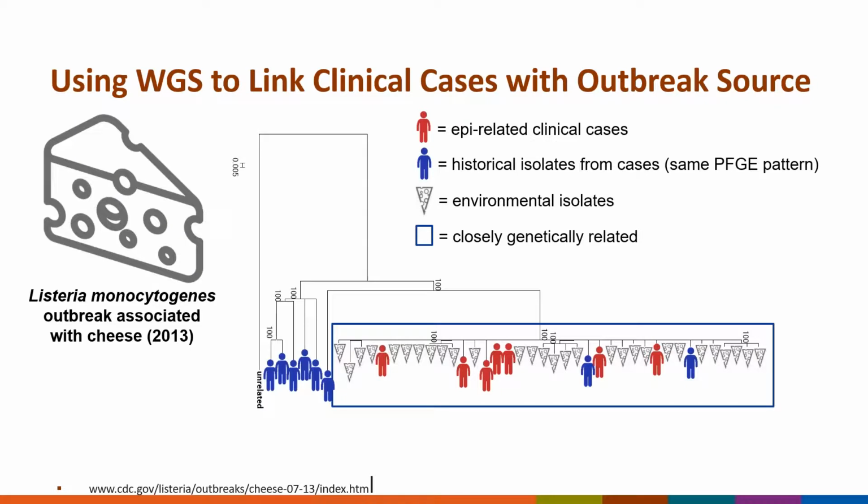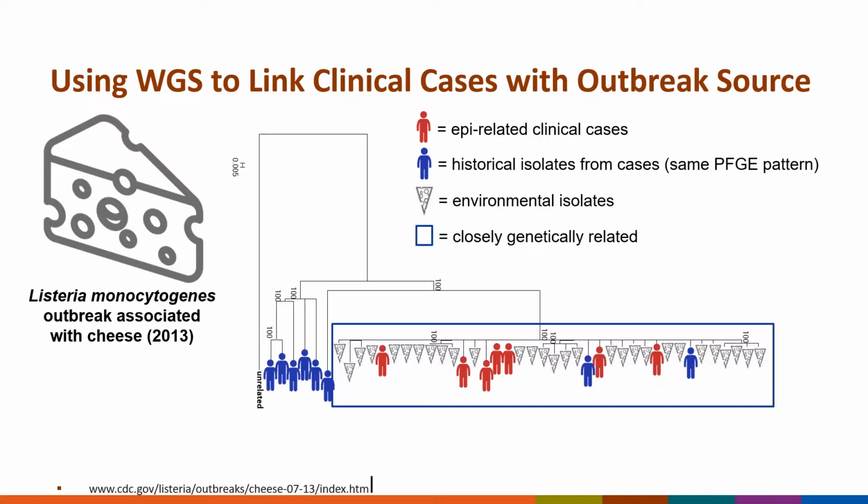Now I'm going to talk about a few examples of applying whole genome sequencing and core genome MLST to some outbreaks and compare it with the previous technique we used, pulsed field gel electrophoresis. In this example, this is a Listeria monocytogenes outbreak associated with cheese that was detected in 2013 when we started our transition to whole genome sequencing. In the tree you see here, red are the epi-related clinical cases that were detected as part of the outbreak, and in blue are historical isolates from cases. These are isolates with the same PFGE pattern, and actually this whole tree is made up of genomes of the same PFGE pattern. The little cheese wedge represents environmental isolates, and that blue box is around closely genetically related isolates.